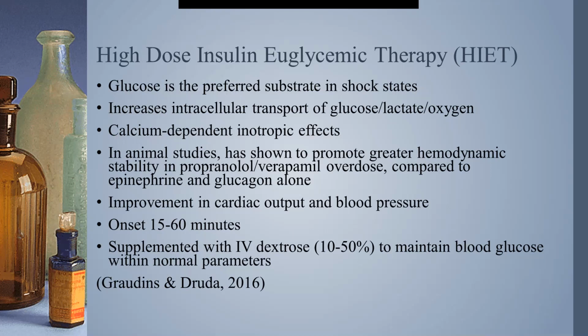There has been some improvement in cardiac output and blood pressure. The onset of HIET is approximately 15 to 60 minutes. It is obviously supplemented with IV dextrose, 10 to 50% preparations, to maintain blood glucose within normal parameters.